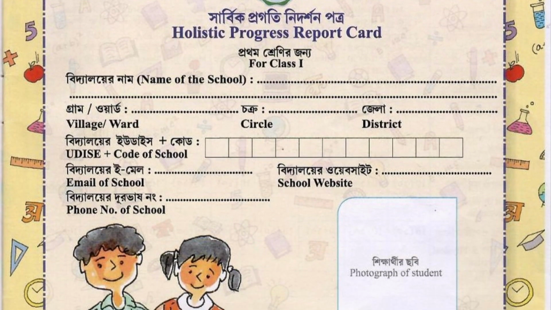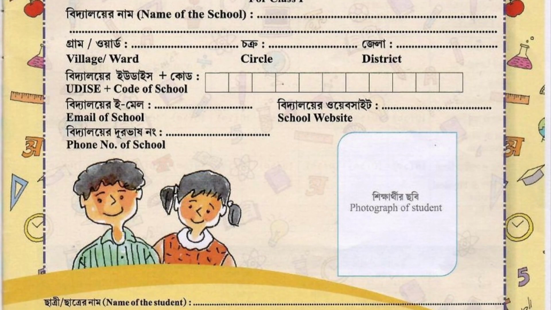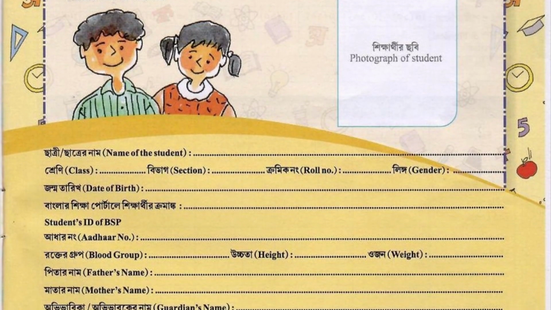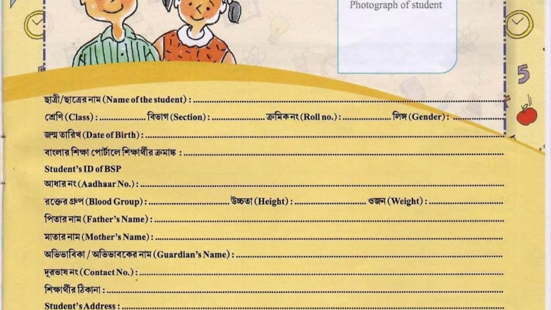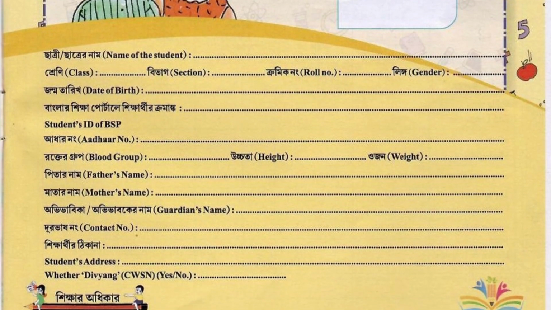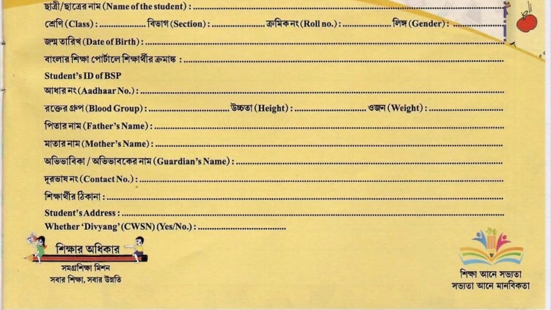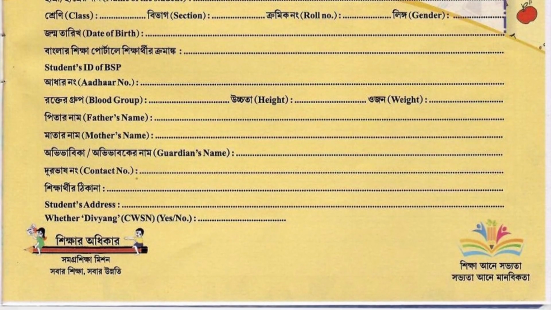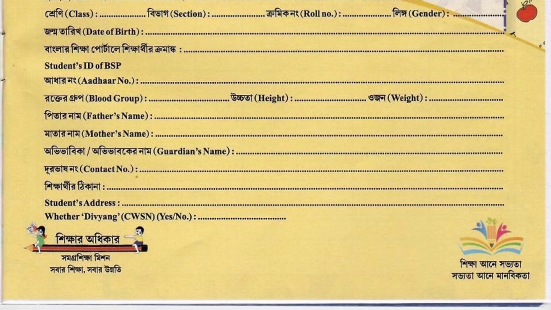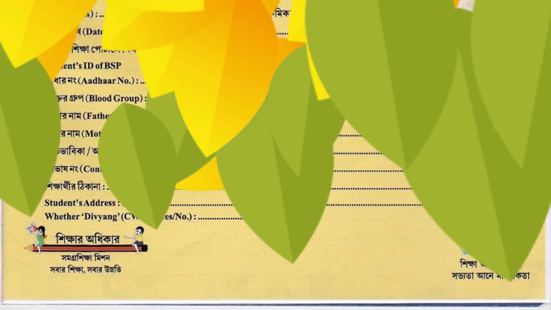The teacher has to paste the photograph of the student, name of the student, class, section, roll number, gender, date of birth, student's ID of BSP, Aadhaar number, blood group, height, weight, father's name, mother's name, guardian's name, contact number, student address, whether Divyanga, that is child with special need, yes or no.